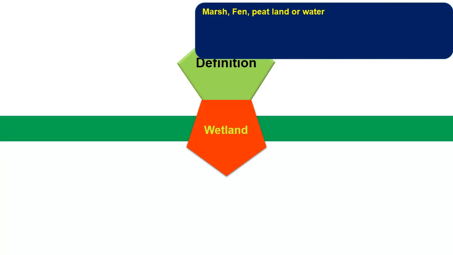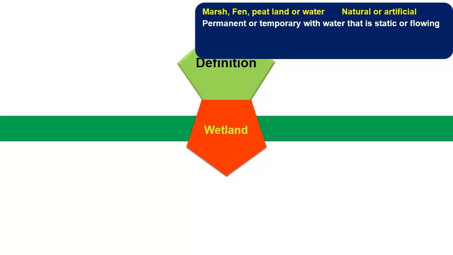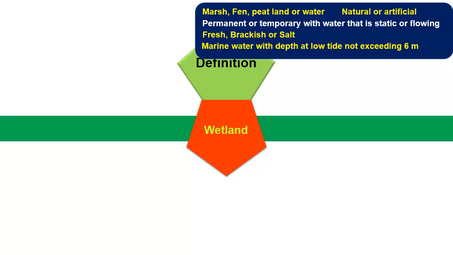What is the definition of wetland? Marsh, fen, peatland or water, either natural or artificial, permanent or temporary, with water that is static or flowing, fresh, brackish or salt, any kind of water, even marine water, but in that case at low tide the depth should not exceed 6 meters.